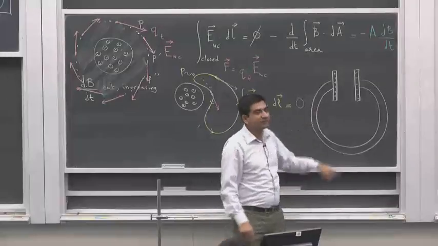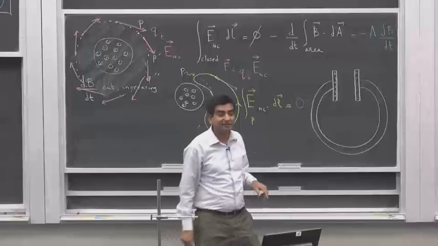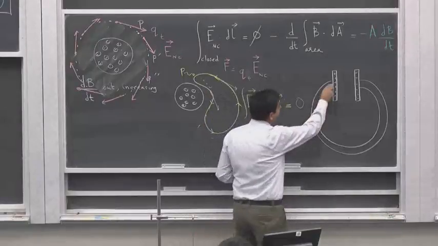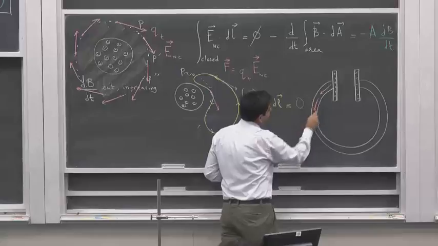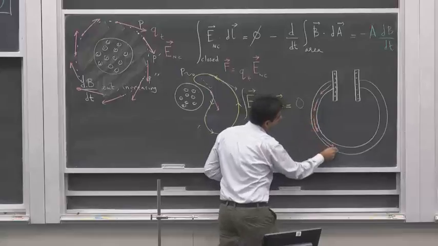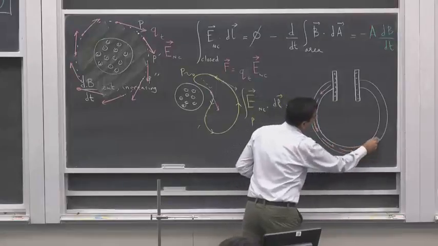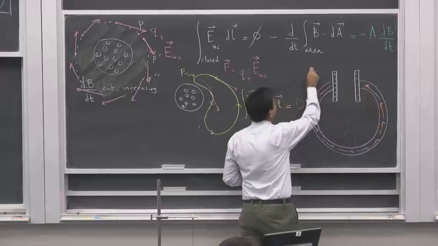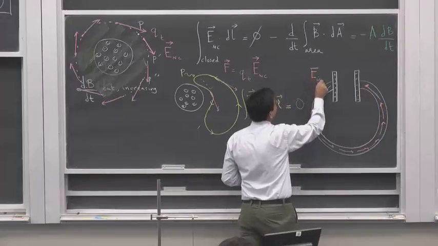Now what's the direction of the electric field inside the wire? It's going to curl around. The electric field, this is the direction of the electric field inside the wire. Okay, axial with the conductor. This is E inside the wire.